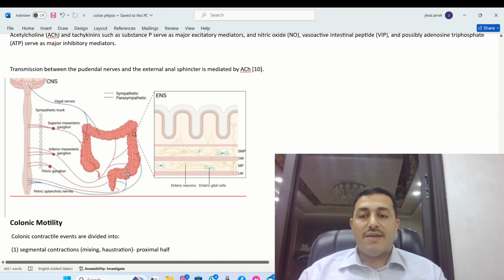And the sympathetic and parasympathetic innervation to the distal colon is from the pelvic splanchnic plexuses. Parasympathetic to the proximal colon is the vagal nerve; the distal colon's parasympathetic innervation is from the pelvic splanchnic plexuses.